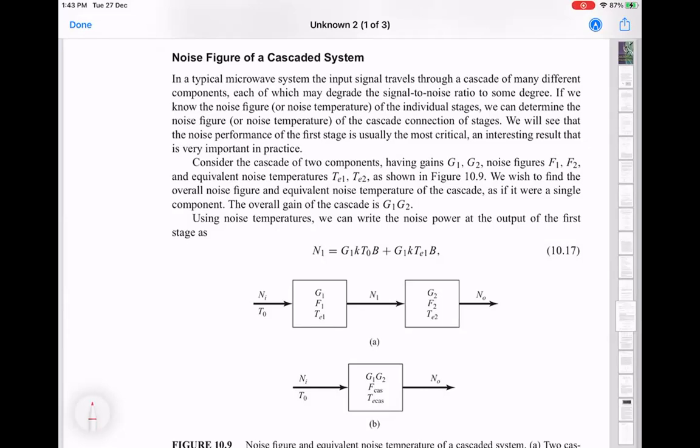And if Tn is the new hypothetical noise temperature, the noise of this new amplifier is going to be G into K into Tn into B, which is equal to G1 into G2 into K into Tn into B. And this has to be equal to this, right? So I can divide everything by G1, G2, B. So then I get, this is equal to this.